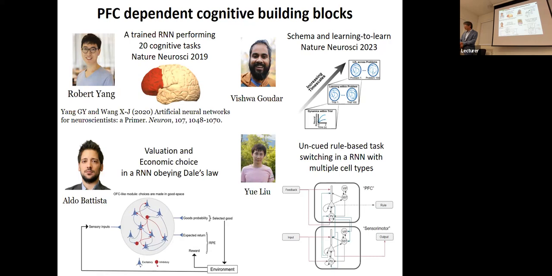Just to mention that gradually, hopefully, we can have some understanding about building blocks of cognition, which we hope down the road will be incorporated into the large-scale multi-regional model that I'm now going to talk to you about.